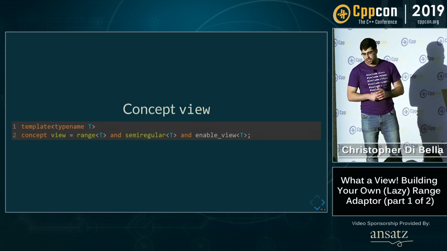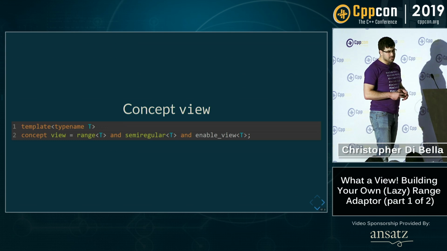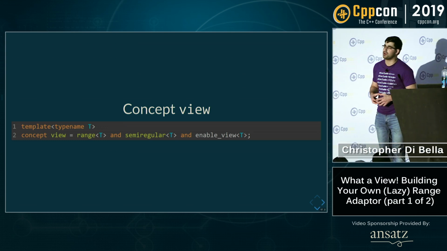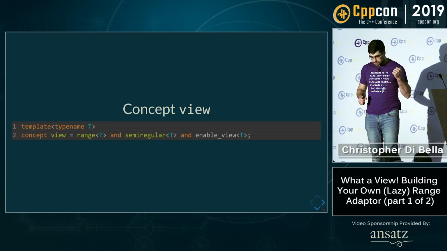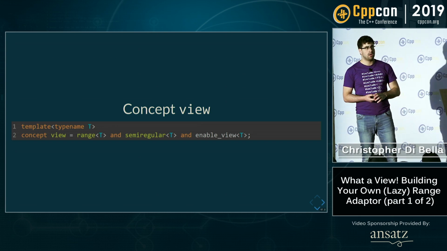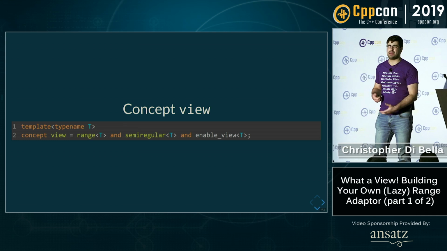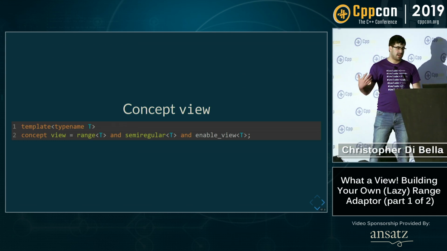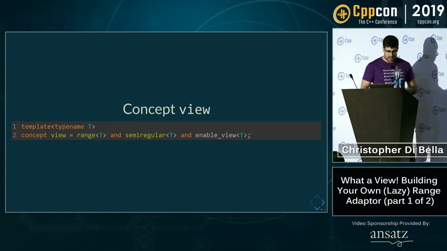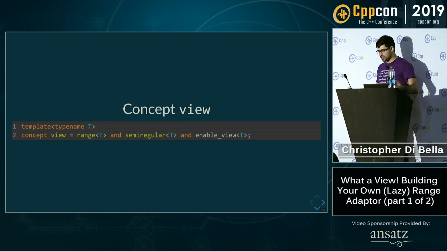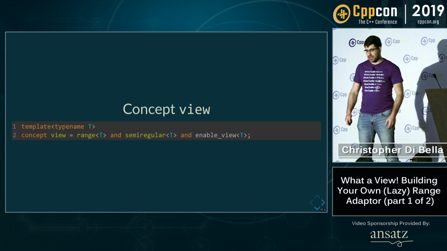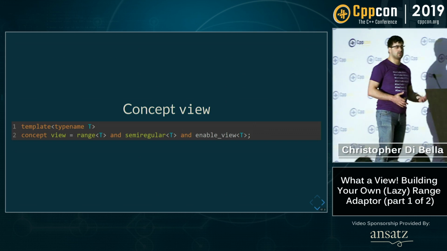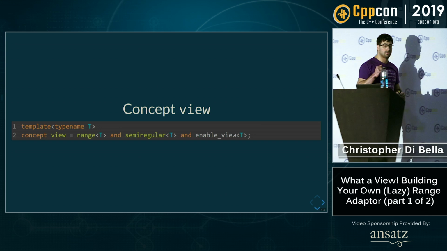Now, the definition of a view is that it's a range that also models the concept semi-regular, and we also have this Boolean called enable view. And enable view really just says that we have something that is pretty much, it's a view. Now, moving forward from that, on Twitter, I see a question.